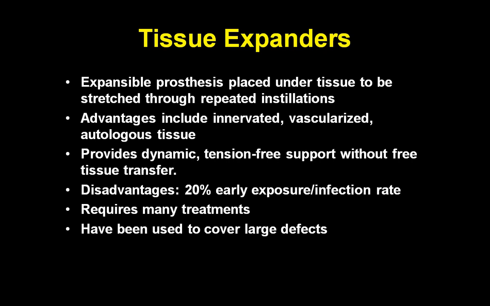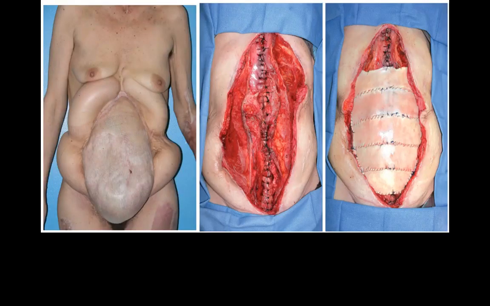Tissue expanders can be placed, and you expand the tissue and later on do surgery. It's placed under the tissue to stretch with repeated instillations. Advantages include innervation, vascularization, and autologous tissues used, but disadvantages are a 20% chance of exposure and infection rate, and it requires many treatments. It has been used to cover large defects.